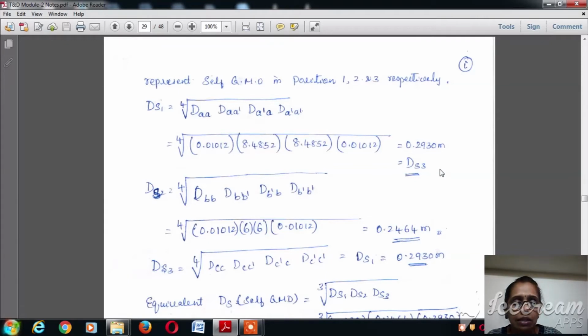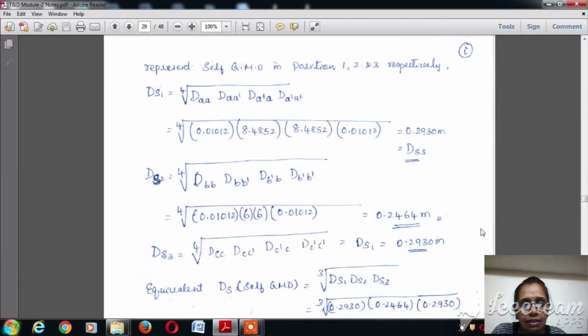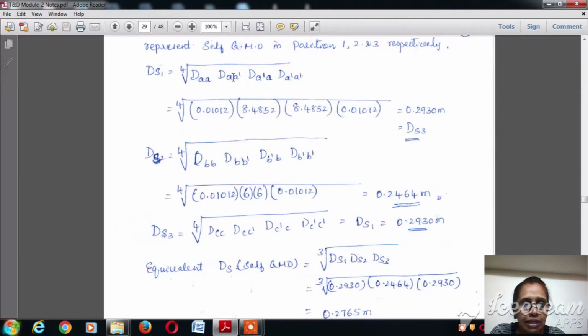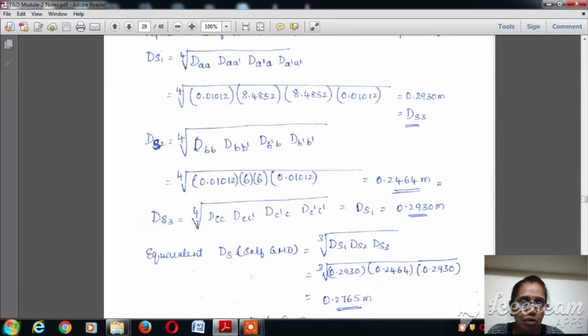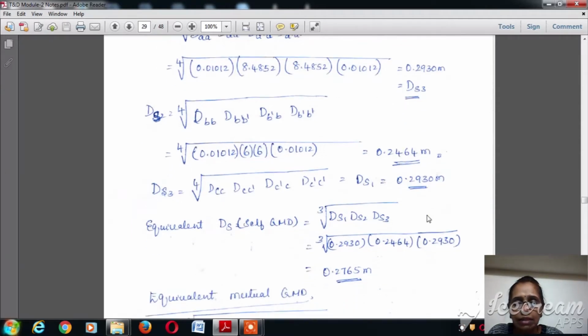So DS2 is nothing but equal to 4th root of, consider the conductor B, and then here you are going to get DBB, DBB dash, DB dash B, DB dash B dash. So substitute the values of this, we will get 0.2464. DBB dash is nothing but equal to, from the figure, 6 meters, and again DB dash B is also going to be the same as DBB dash, that is 6. So substitute the values, we get this. Similarly, we can calculate DS3, which is nothing but 4th root of DCC, DCC dash, DC dash C, DC dash C dash. DS3 is nothing but equal to DS1, it is 0.2930 meters.